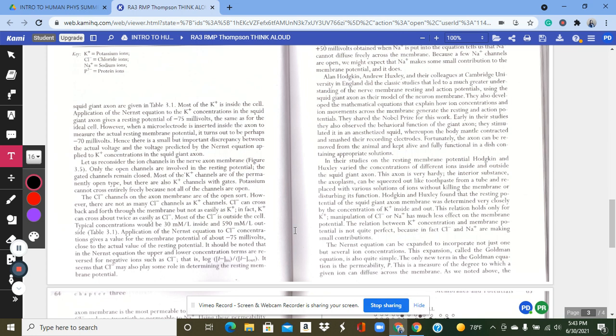Hodgkin and Huxley found that the resting potential of the squid giant axon membrane was determined very closely by the concentration of potassium inside and out. This relation holds only for potassium. Manipulation of chloride or sodium has much less effect on the membrane potential. The relation between potassium concentration and membrane potential is not quite perfect because, in fact, chloride and sodium are making small contributions.